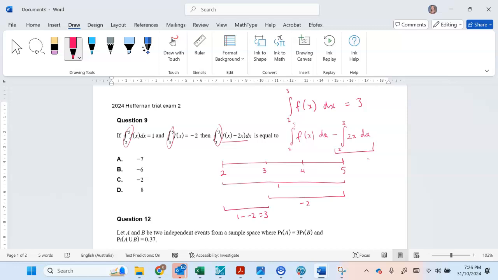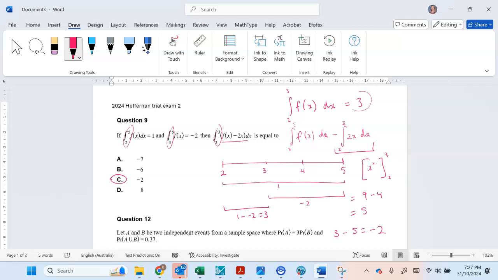Probably shouldn't have done such large number lines, but anyway, our antiderivative of 2x is x squared, so a nice easy one. Oh, we could do this on our calculator, why am I doing it on here? Anyway, 3 squared is 9 and 2 squared is 4, so 9 minus 4 gives us 5. So we got the 3 from using our number lines, and then the 5, so 3 minus 5 gives us negative 2. Our correct answer is C.